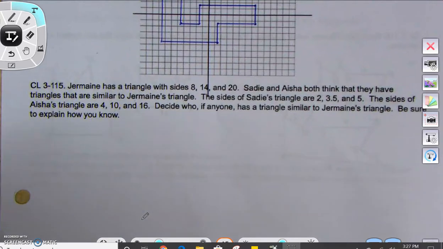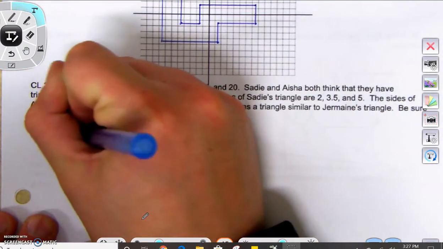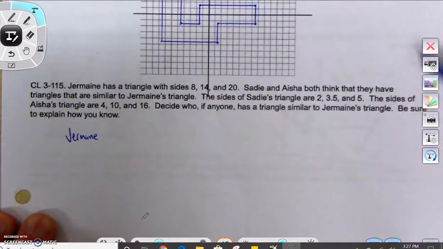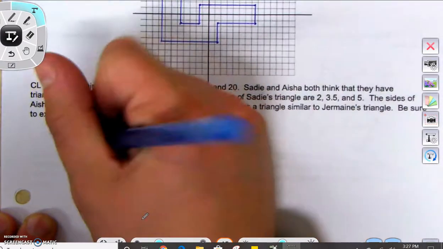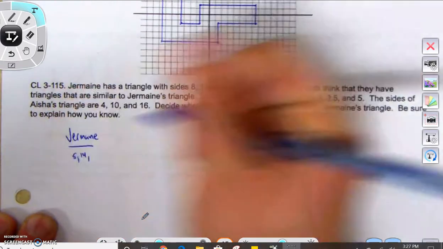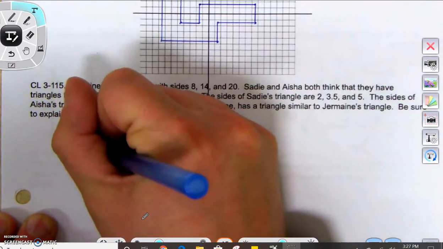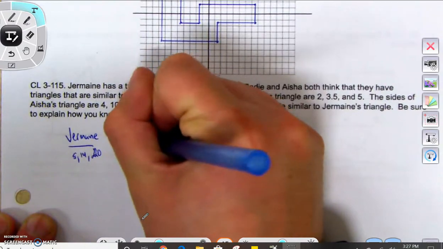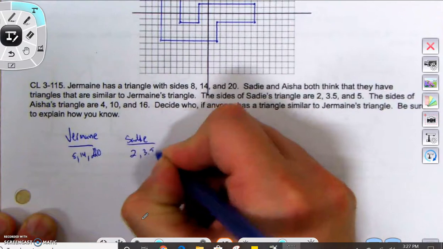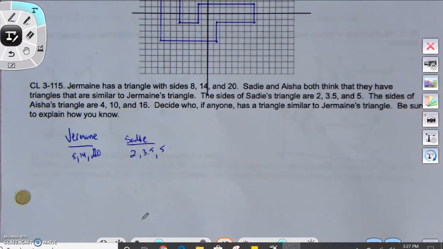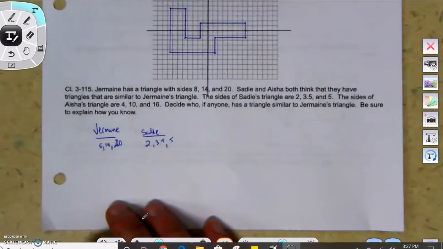Decide who, if anyone, has a triangle similar to Germain. So we don't have any angles to discuss here, so we only have to be able to compare sides. If I list Germain and compare him with the first one, Sadie, Germain is 8, 14, and 20. And then Sadie, based off of this problem, is going to have 2, 3.5, and 5. So the only way that these are possibly going to be similar is if they have the same proportions. So we can set up proportions, make sure they have the same ratio.